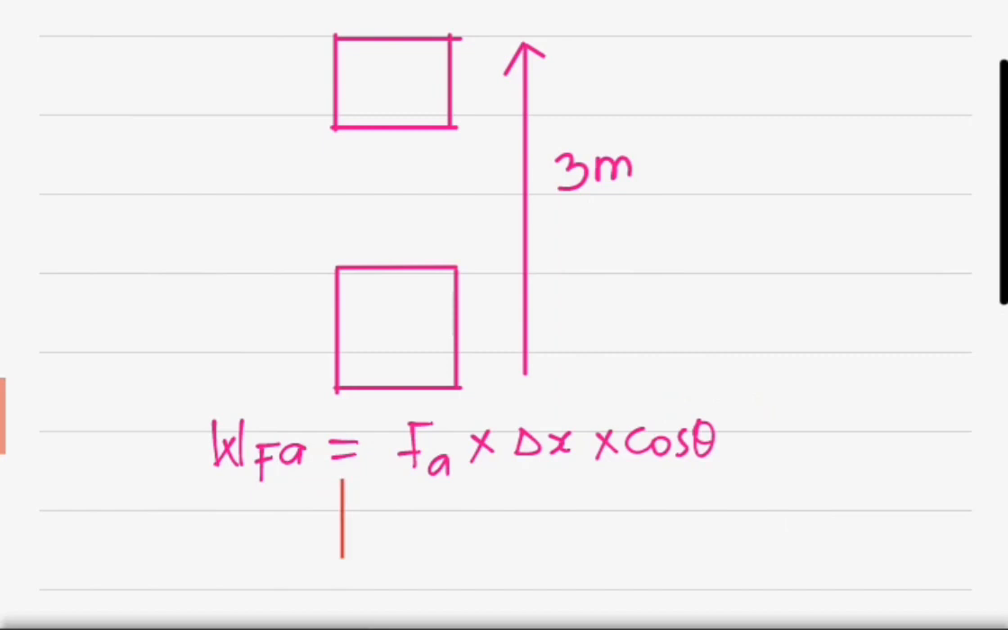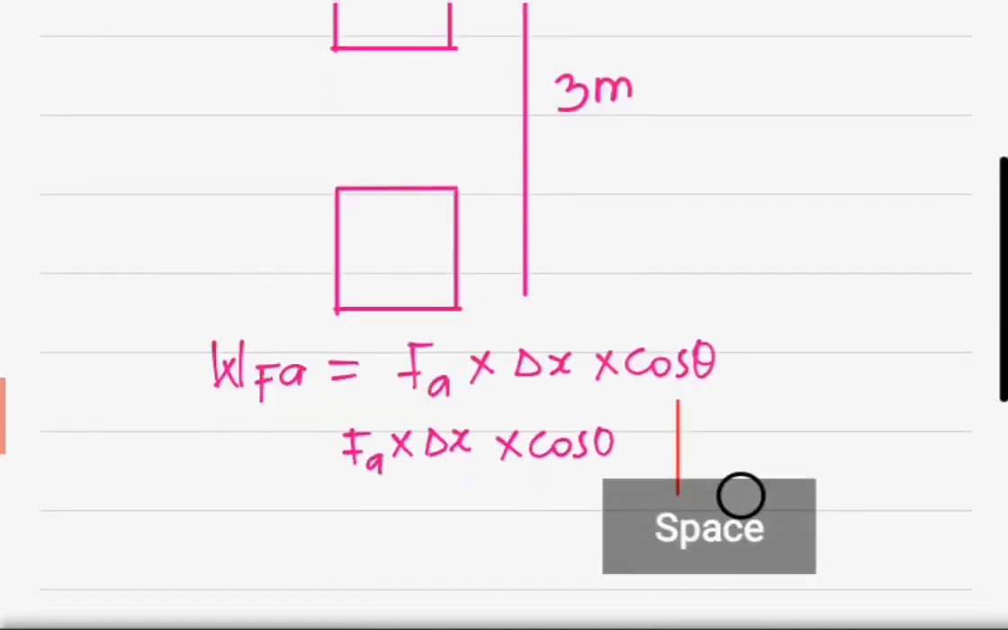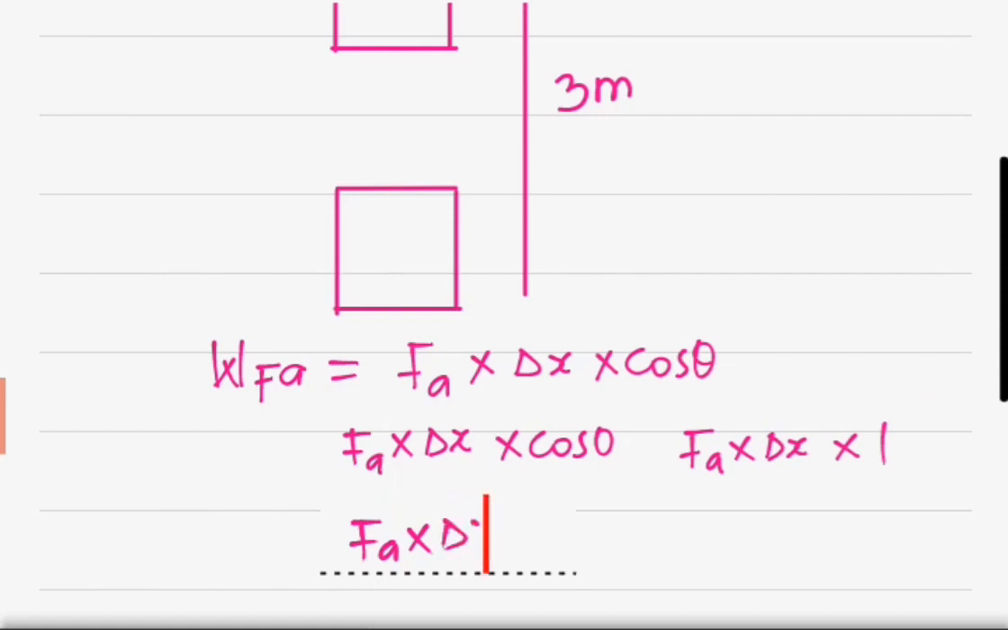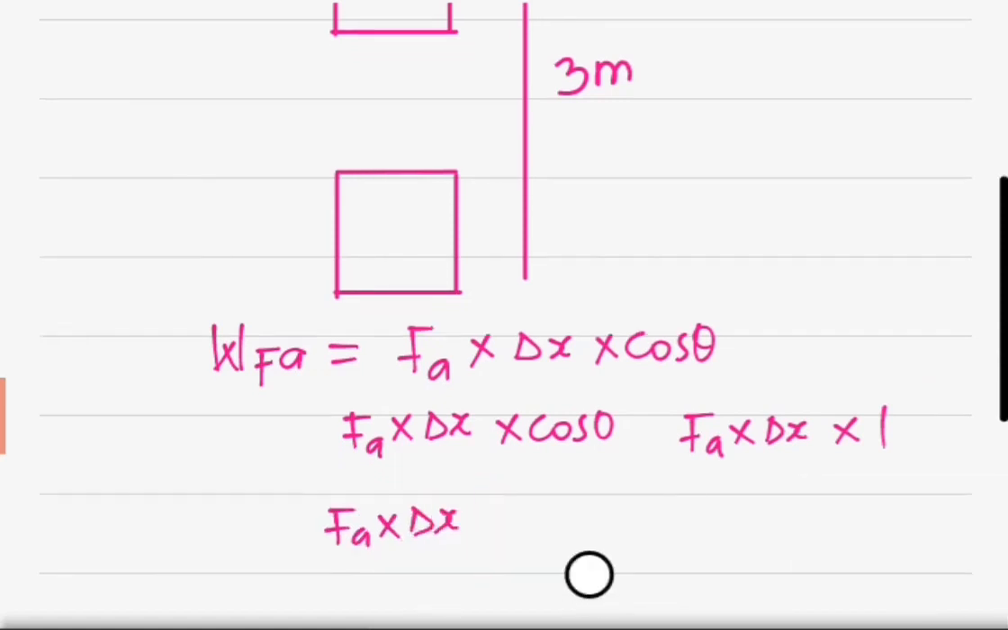Here, the angle theta is 0, so what you have is cosine 0. Therefore it's going to be the force applied times the displacement times cosine 0, which is 1. So you're going to have the force applied times the displacement.